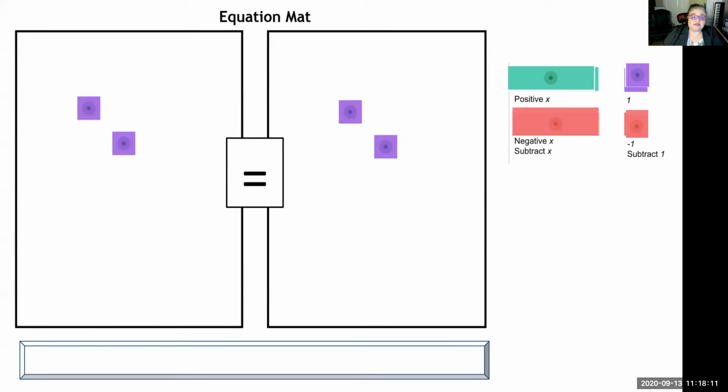So yeah, that means that the other side also has a value of 2.